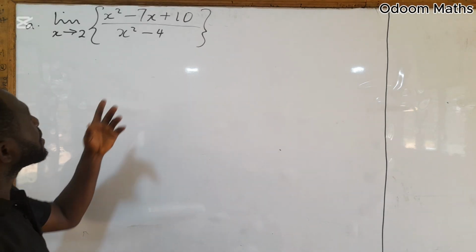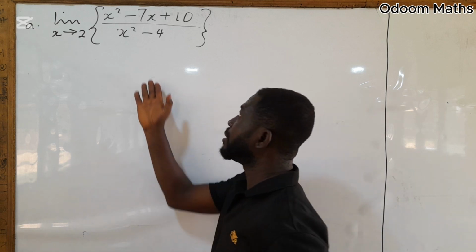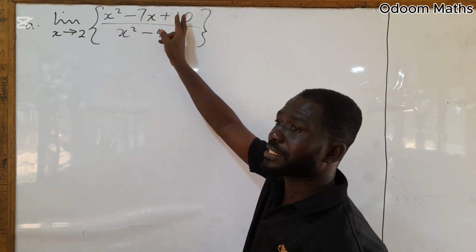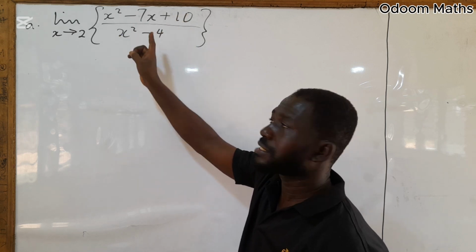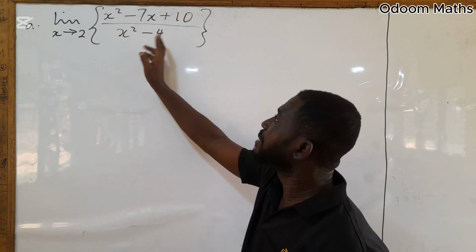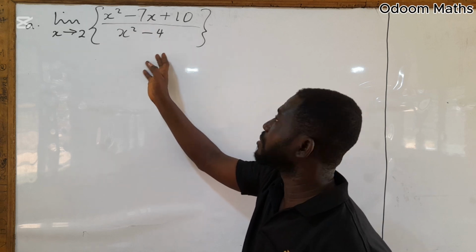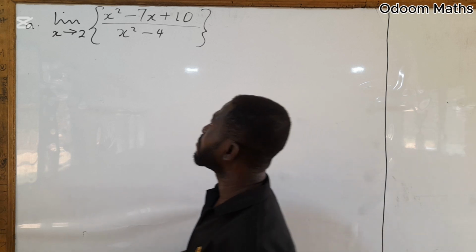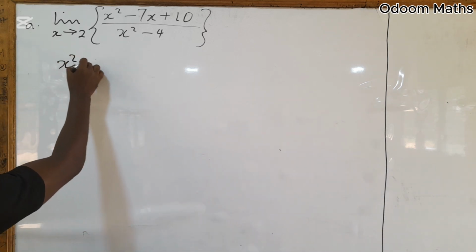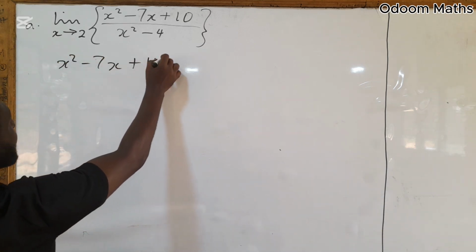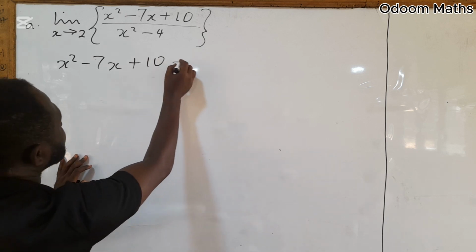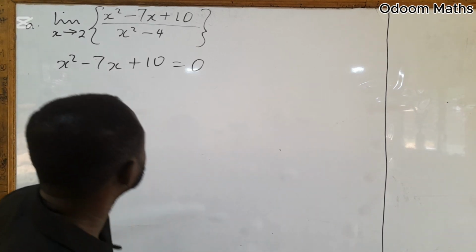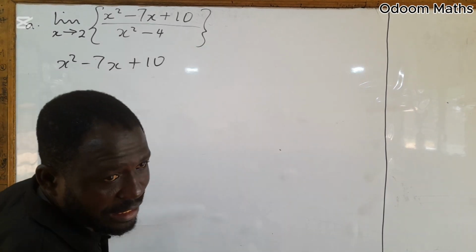Now, this one, all that we can do is to take the numerator, that is x squared minus 7x plus 10, and then resolve it, or find the factors. Then after that, we take the denominator and also find the factors. Okay, so x squared minus 7x plus 10, let me just solve it as is.